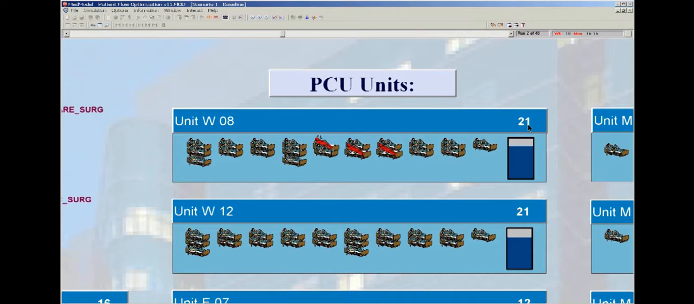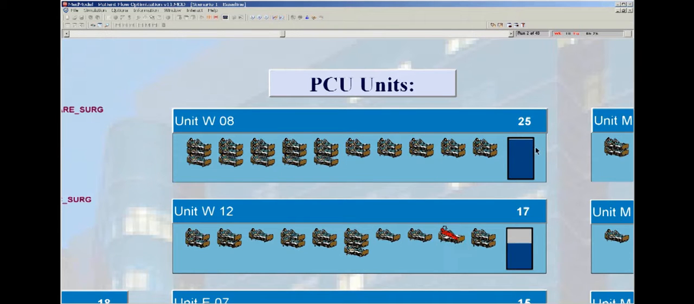So you can see this particular counter is telling us what the census is on 8 West at the moment. This gauge is going to tell us what the capacity is of beds filled. You can see that we're running somewhere between 80 and 90% occupancy level on this particular unit.